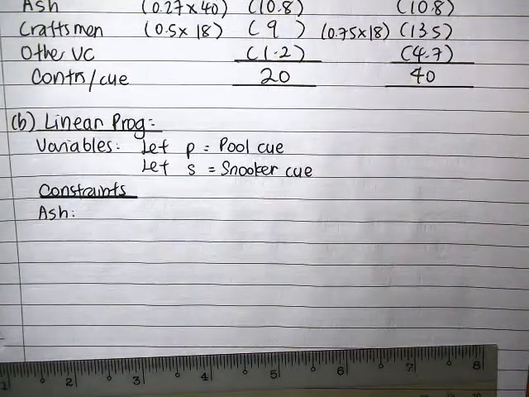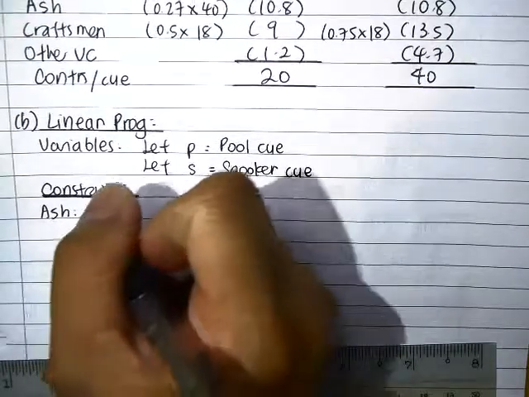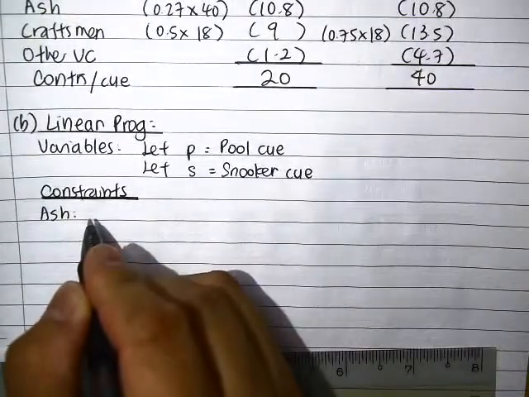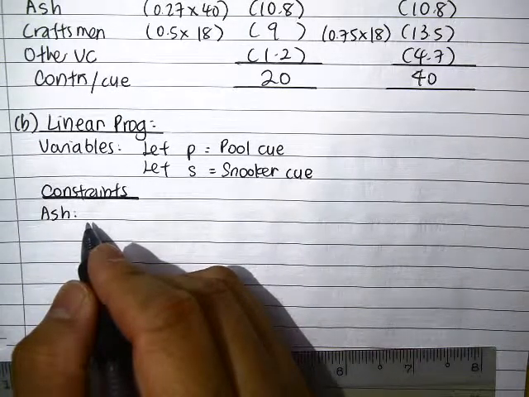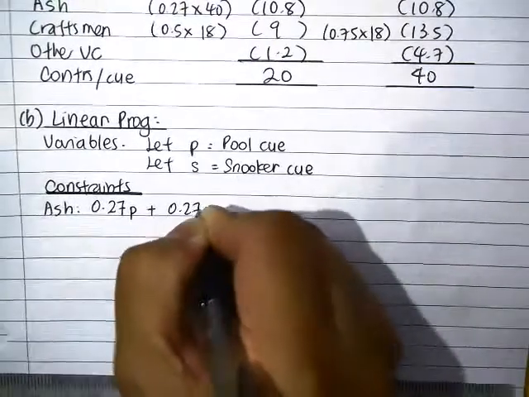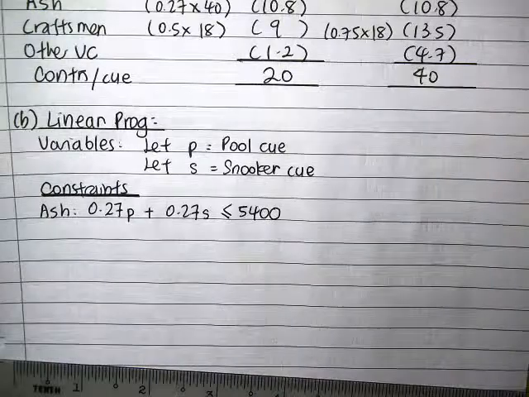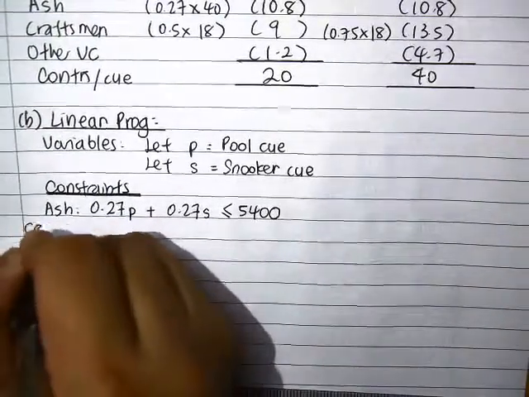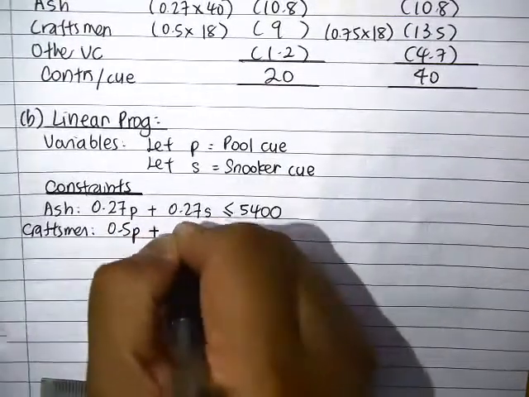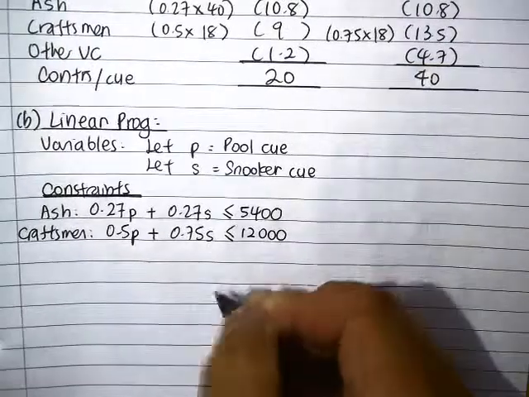So what's in ash? 0.27 P plus 0.27 S does not exceed 5,400. Fair enough? Okay, then the Craftsman. So what's in Craftsman? 0.5 P plus 0.75 S does not exceed 12,000. Okay, what else?